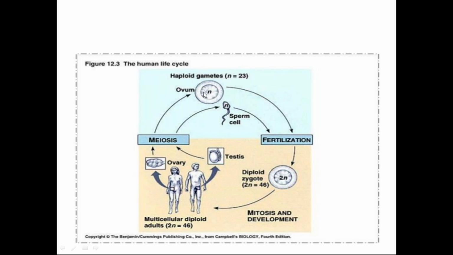You have haploid. Haploid means single, called a gamete. After fertilization, it becomes diploid or zygote. This is 2n. Then it will undergo mitosis. It forms all the structural parts of the body. This is the human life cycle in view of chromosomes and genetic disorders.